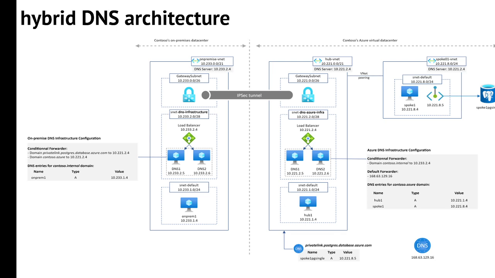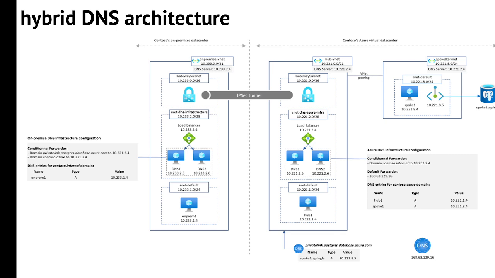If we jump to the hub area, we have our own customer internal domain also, as we mentioned, which is Contoso.Azure. And we also have a conditional forwarder for the main customer domain Contoso.Internal. We have a default forwarder here for anything else, pointing to the Azure magic IP address.